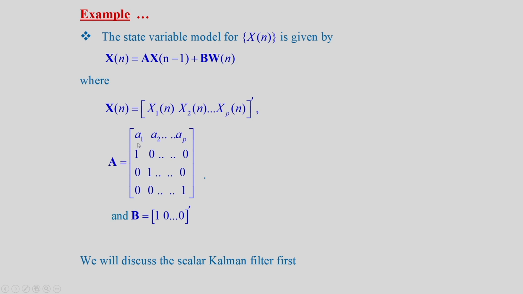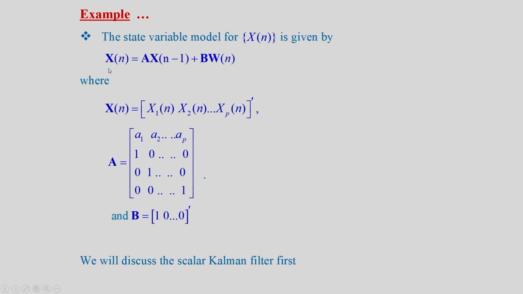A will be now, first row will be a1, a2 up to ap, and next row will be 1, 0, 0, next will be 0, 1 up to 0, like that, and last row will be 0, 0, last element 1. And similarly, b can be written as [1, 0, 0 up to 0] transpose of this vector. So, that way this is the b vector.